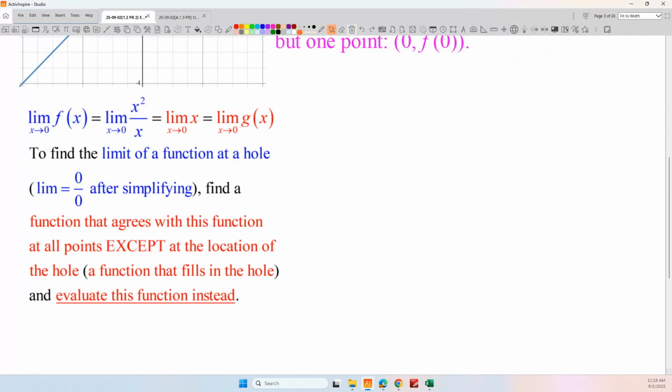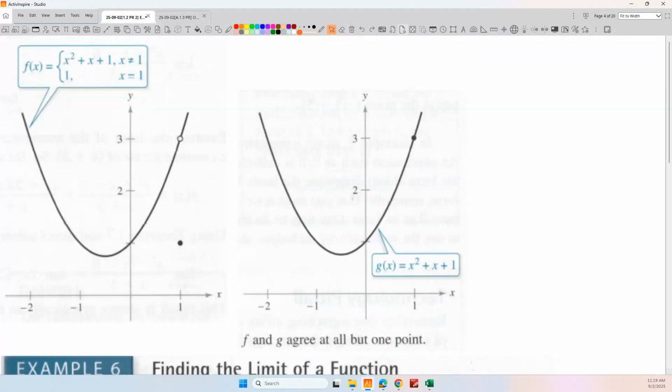So, the limit of f of x as x approaches 0 is the limit of x squared over x as x approaches 0, which simplifies to the limit of x as x approaches 0, which is 0 in this case, right? To find the limit of a function at a hole, all we have to do is find a function that agrees with this function at all points except the location of the hole, the one that fills it in, okay? And evaluate that function instead. So in practice, this ends up being pretty simple.